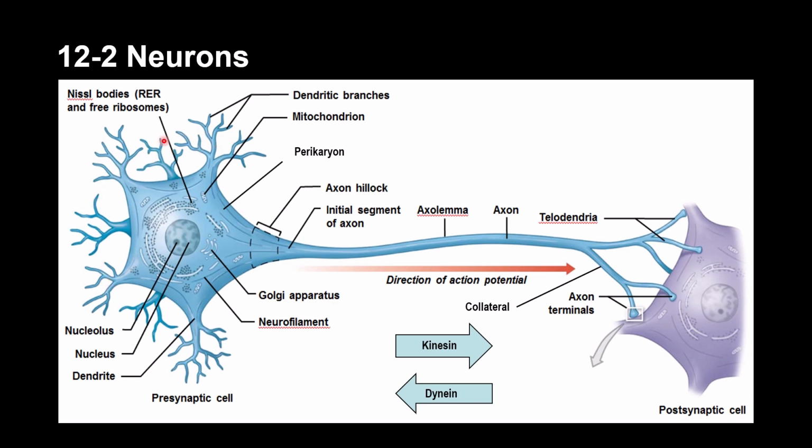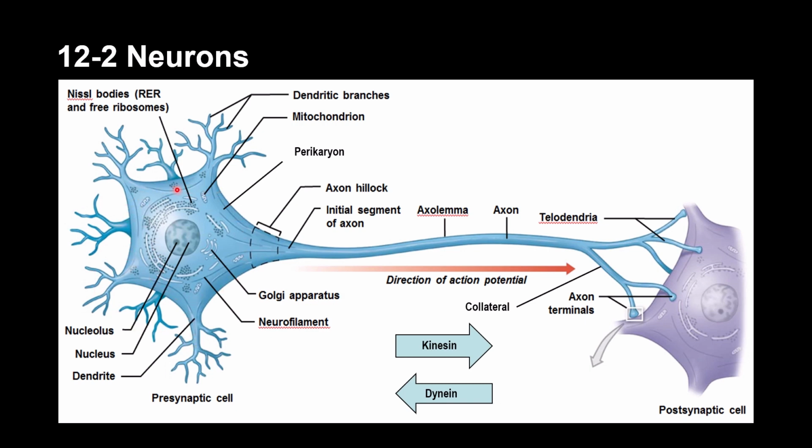The first part is these branches, and these are called the dendritic branches or dendrites. These smaller ones that you see, these are called dendritic spines. So these are the branches and these are the spines. The function of the dendrites is to receive information. And then there is the cell body.